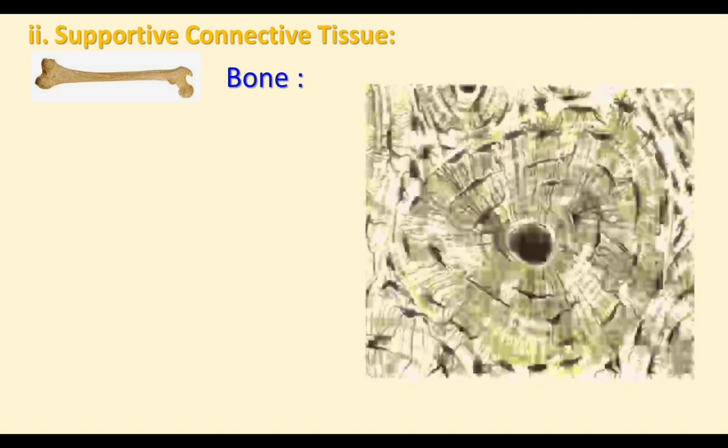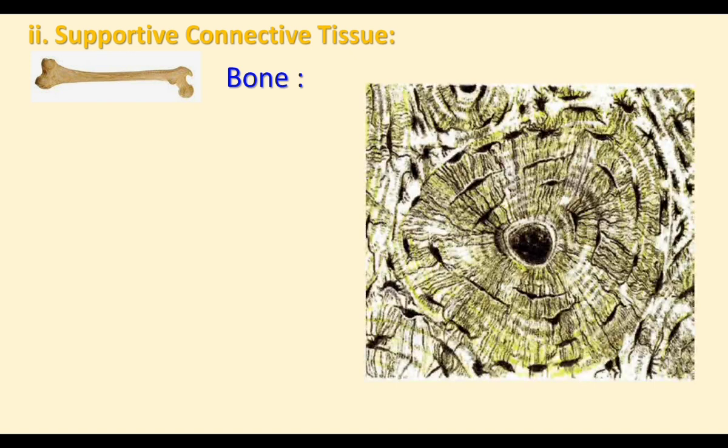Let us move on to the second type of connective tissue, supportive connective tissue. It supports the body. The supportive connective tissue includes bones and cartilage. Let us learn about bone first. Bone is a hard tissue. Let us see how bone cells are arranged and form a bone. Bone cells are arranged in a matrix. The matrix forms concentric circles.